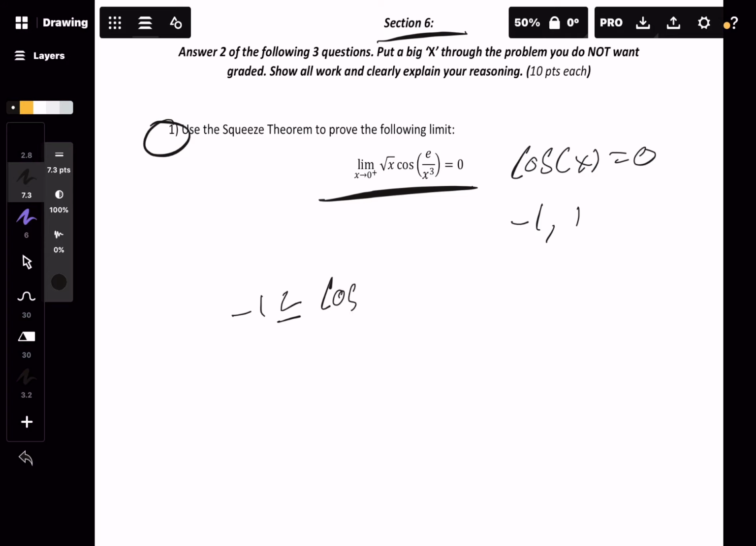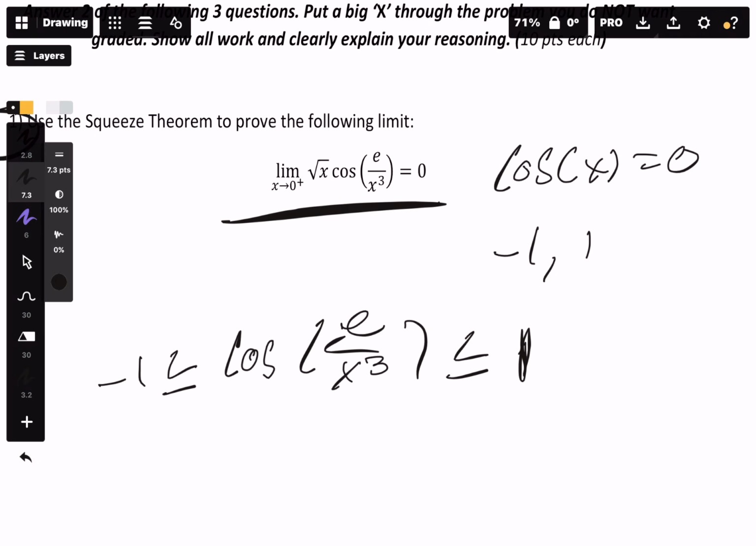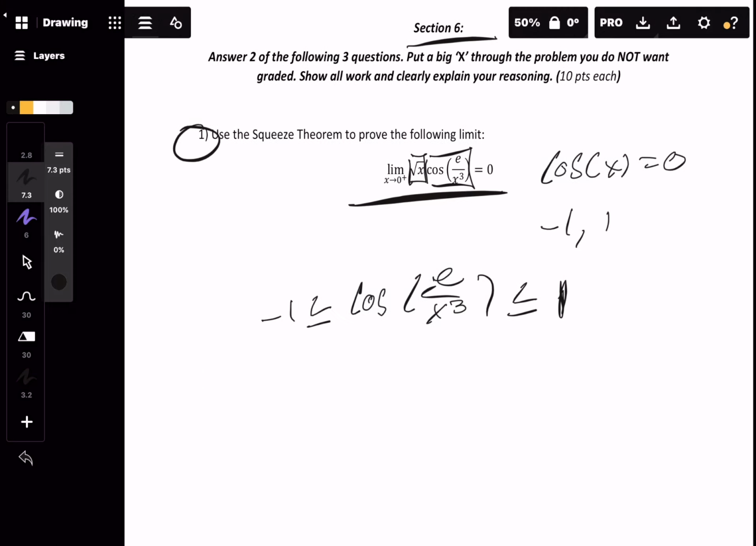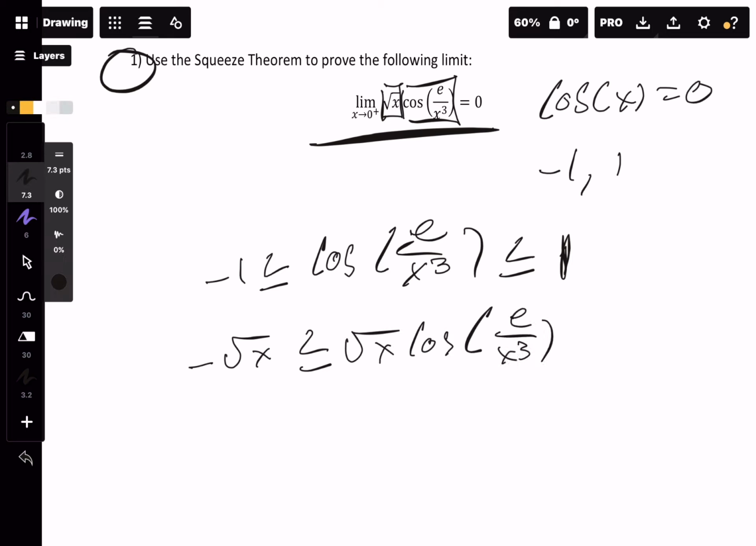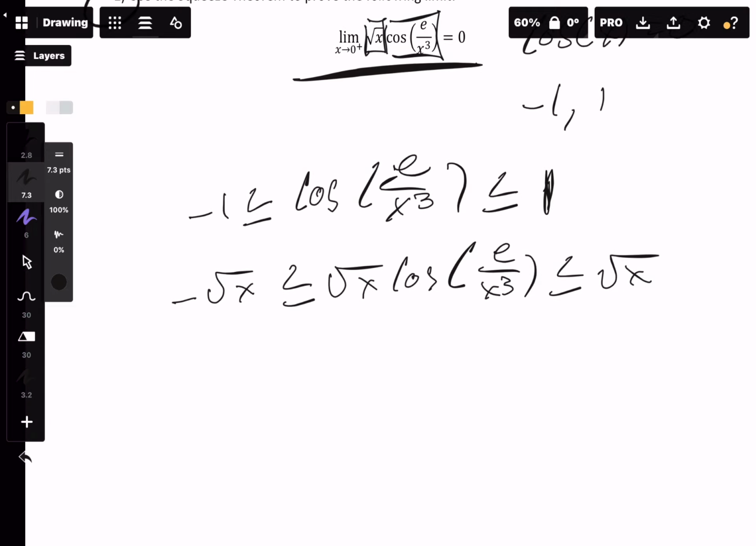-1 is less than or equal to cosine of e to the x cubed, which is less than or equal to 1. Now we have this section done. However, we're missing this root x. So we just have to multiply it all across. So we have negative root x is less than or equal to root x cosine of e to the x cubed, which is less than or equal to root x.